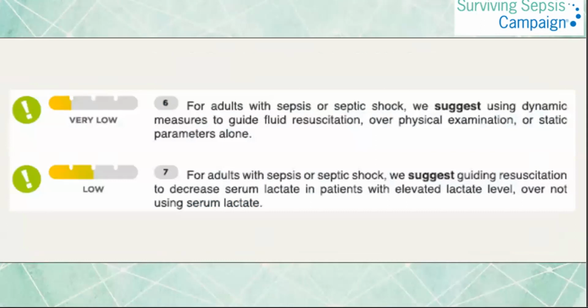Next, for adult with sepsis or septic shock, we suggest using dynamic measures to guide fluid resuscitation over physical examination or static parameters alone. Dynamic parameters includes response to passive leg raise or fluid bolus, using stroke volume variation or pulse pressure variation and echocardiography. They have better diagnostic accuracy at predicting fluid responsiveness. Next, for adult with sepsis or septic shock, we suggest guiding resuscitation to decrease serum lactate in patients with elevated lactate level over not using serum lactate.